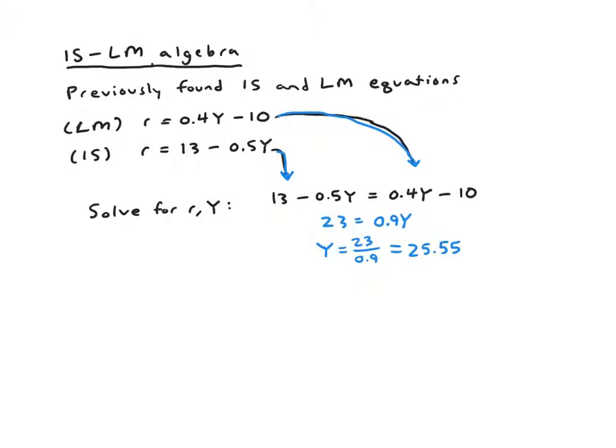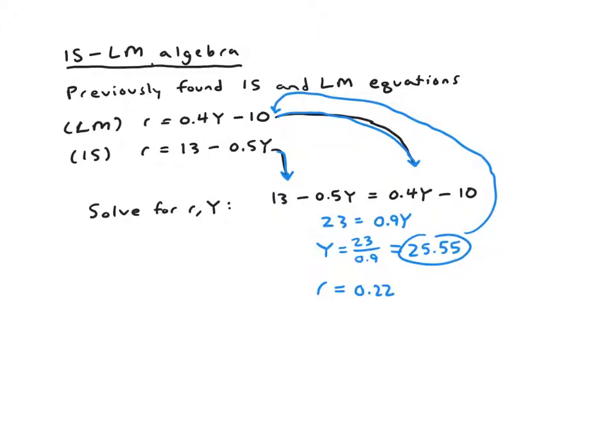Alright, so now that we know y, let's take this number for y and plug it back into either our LM or our IS equation. We should get the same number for r either way, so really the best thing to do would be to make sure that you do get the number, regardless of which one you pick. But for simplicity, we'll just plug it into the LM curve. So we'll do 0.4 times 25.55 minus 10. And when I do that, I get 0.22. So I put that into my calculator, I got 0.22. Hopefully you can verify you get the same at home.